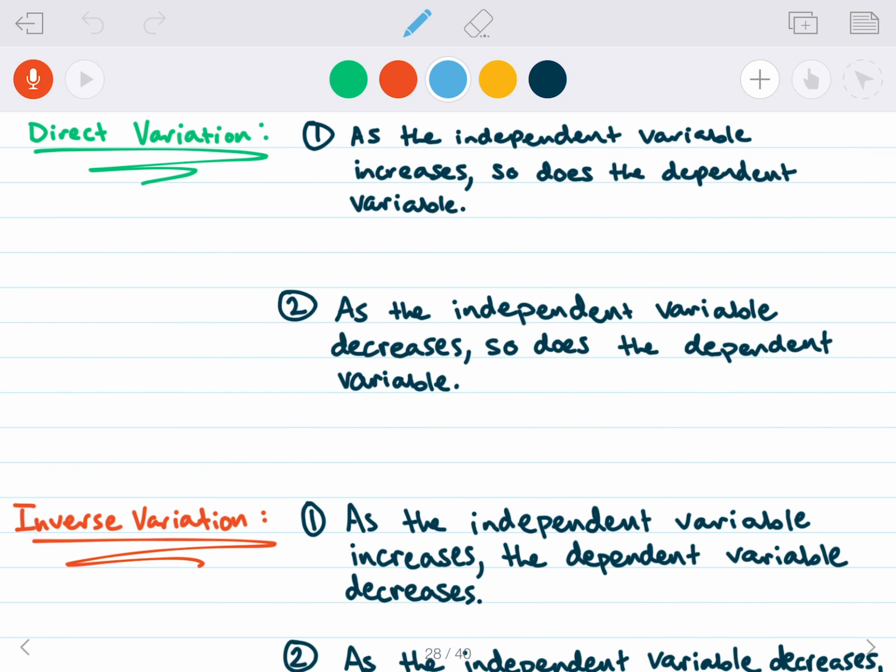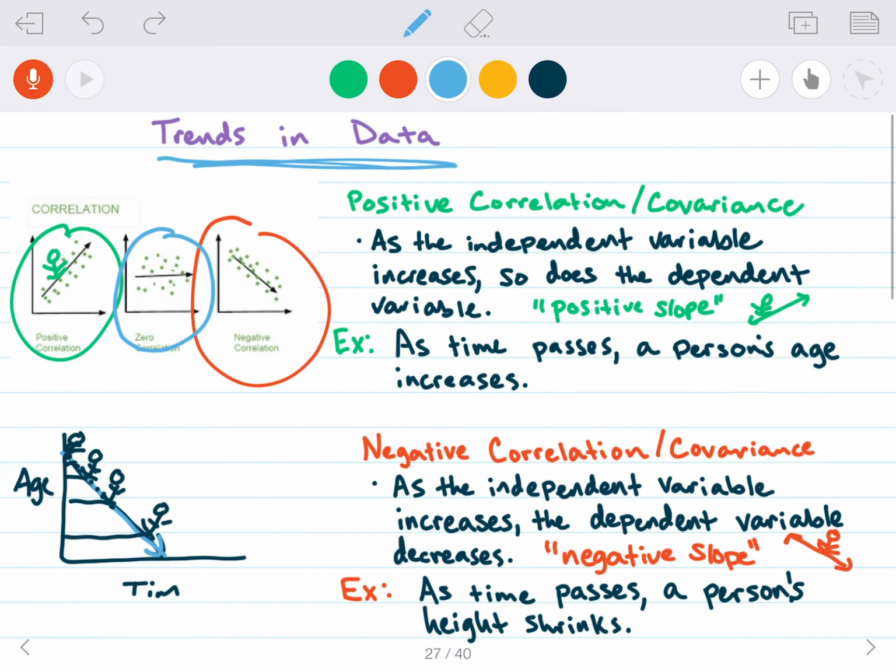Now let's talk about some other types of variation, and we're going to do some practice with this in a few slides. Basically, direct variation is if something goes up. So we have two variables, right? If one variable goes up, the other one goes up, okay? Or if one variable goes down, the other one goes down, okay? Well, we had examples right here. So this was an example of direct variation.